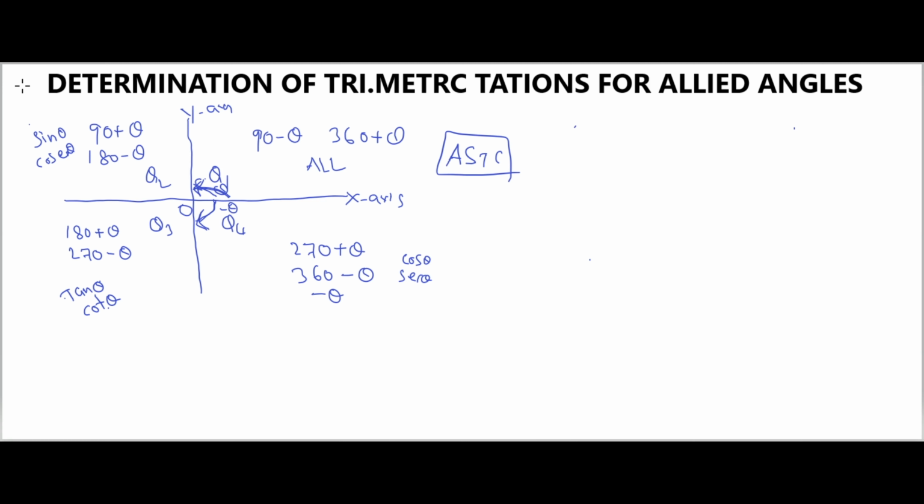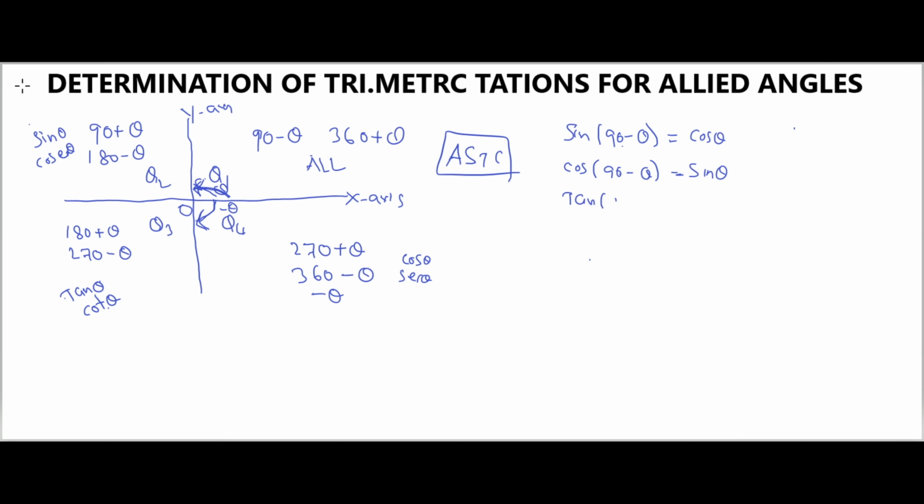From this figure, sin of 90 minus theta. 90 minus theta lies in first quadrant. Here the angle is 90. Sine changes to cos, that is cos theta. Sin of 90 minus theta is cos theta. Second one, cos of 90 minus theta. 90 minus theta lies in first quadrant. Here is 90. Cos changes to sine, that is sine theta.